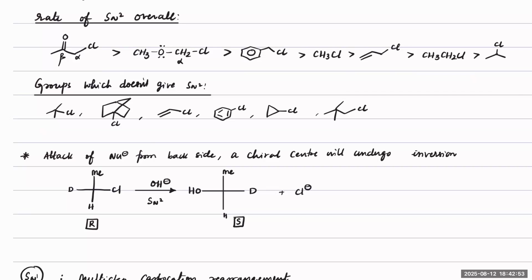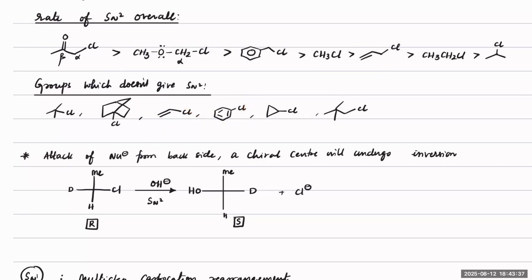Have you noticed something? If SN2 has to happen, that carbon which is carrying chlorine has to be sp3 hybridized. This is sp3, this is sp3, and sp3 hybridized. So if it is not sp3, if it is double bonded, which is sp2, these cases will definitely not give SN2. So double bonded or triple bonded carbons with chloride would not give a better reaction for SN2.